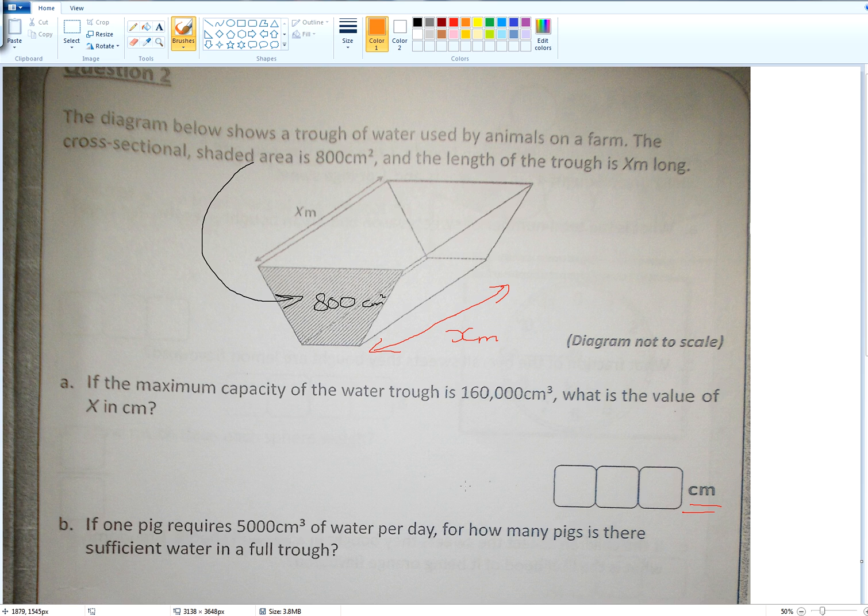Where's my pen? If I can see my pen, it'd be nice. And make lines. Oh, there it is.